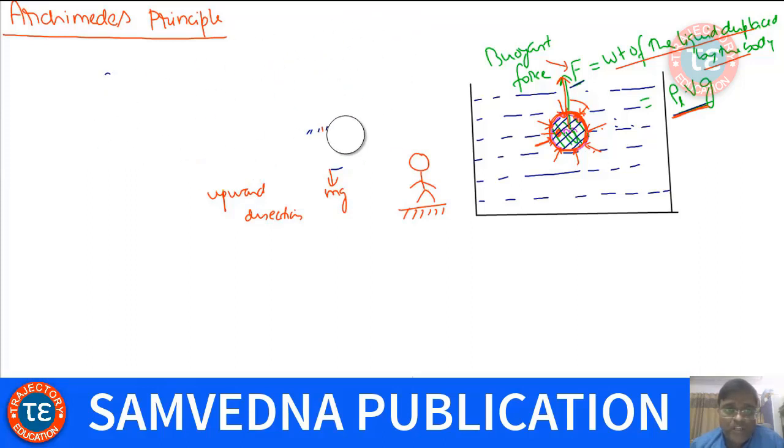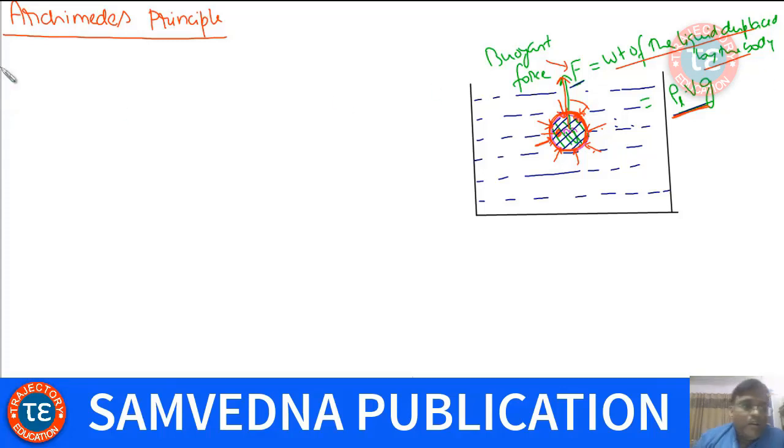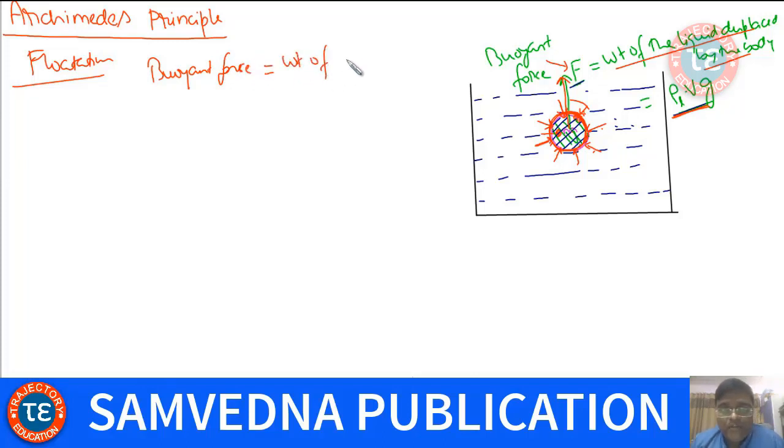So from this Archimedes principle, we have what we call the principle of flotation, right? The principle of flotation says that if the buoyant force acting on the body is equal to the weight of the body, then the body will float. If the buoyant force is equal to the weight, the body is going to float on the liquid.